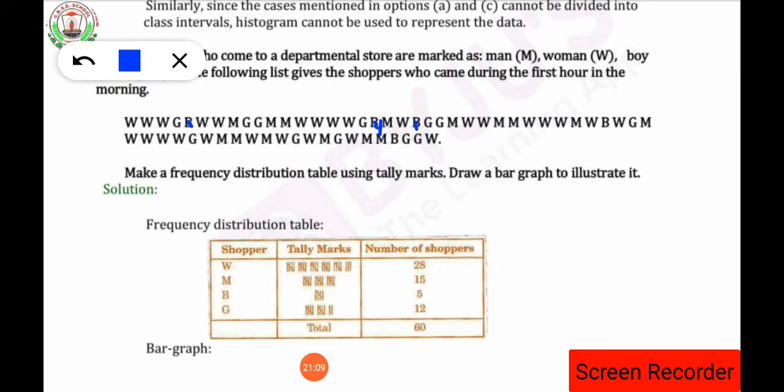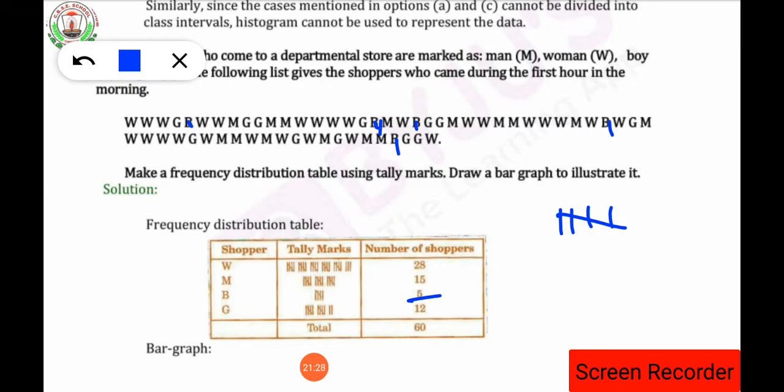3, 4, 5. So how many boys are there? 5 boys are there, and for 5 boys the tally mark bundle will be one: 1, 2, 3, 4, and the fifth one will be a slant. Okay. In the same way for girls we are going to count.